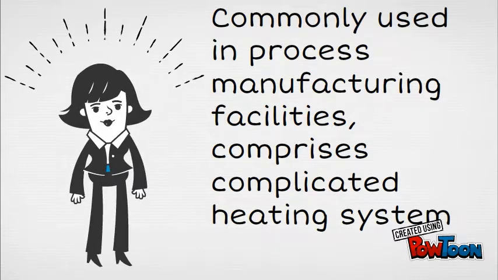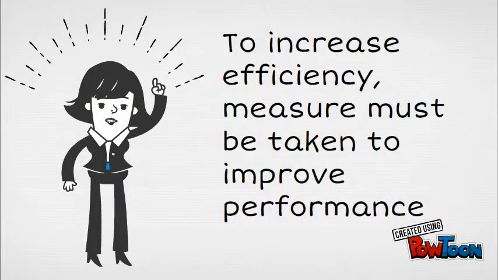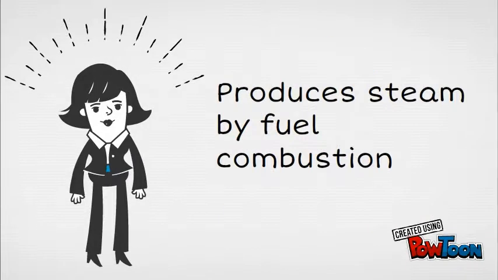Most of the energy used in process manufacturing facilities is generated through boilers, which comprise a complicated heating system. As such, there are a lot of factors involved that can decrease efficiency, which is why measures must be taken to improve performance. A boiler produces steam by fuel combustion.